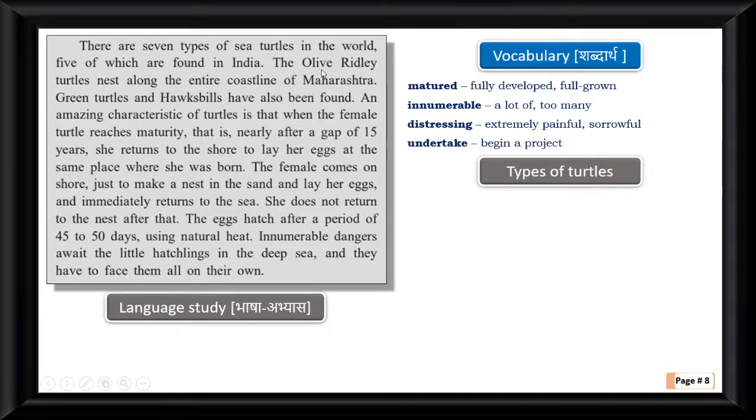The olive Ridley turtles. Now here you have this section, types of turtles. I'm not going to reveal it now. Let's complete the reading and then we'll come to this. The olive Ridley turtles nest along the entire coastline of Maharashtra. Green turtles and hawksbills have also been found. An amazing characteristic of turtles is that when the female turtle reaches maturity, that is nearly after a gap of 15 years, she returns to the shore to lay her eggs at the same place where she was born.